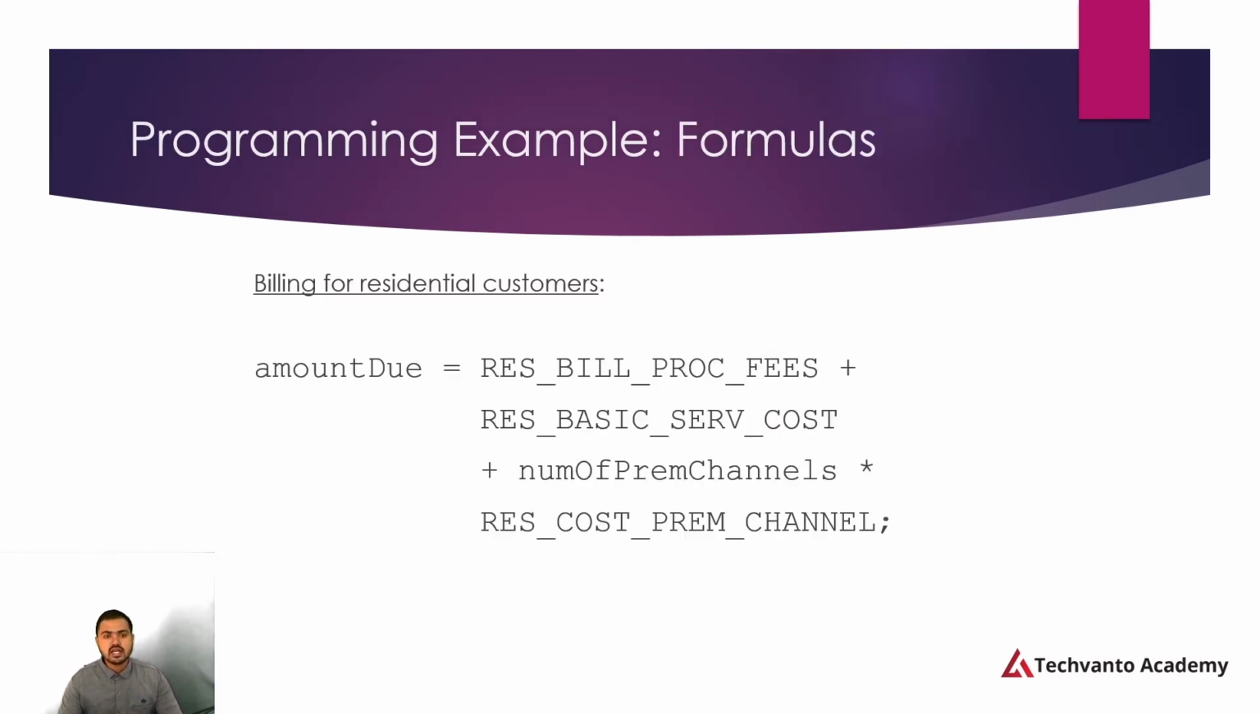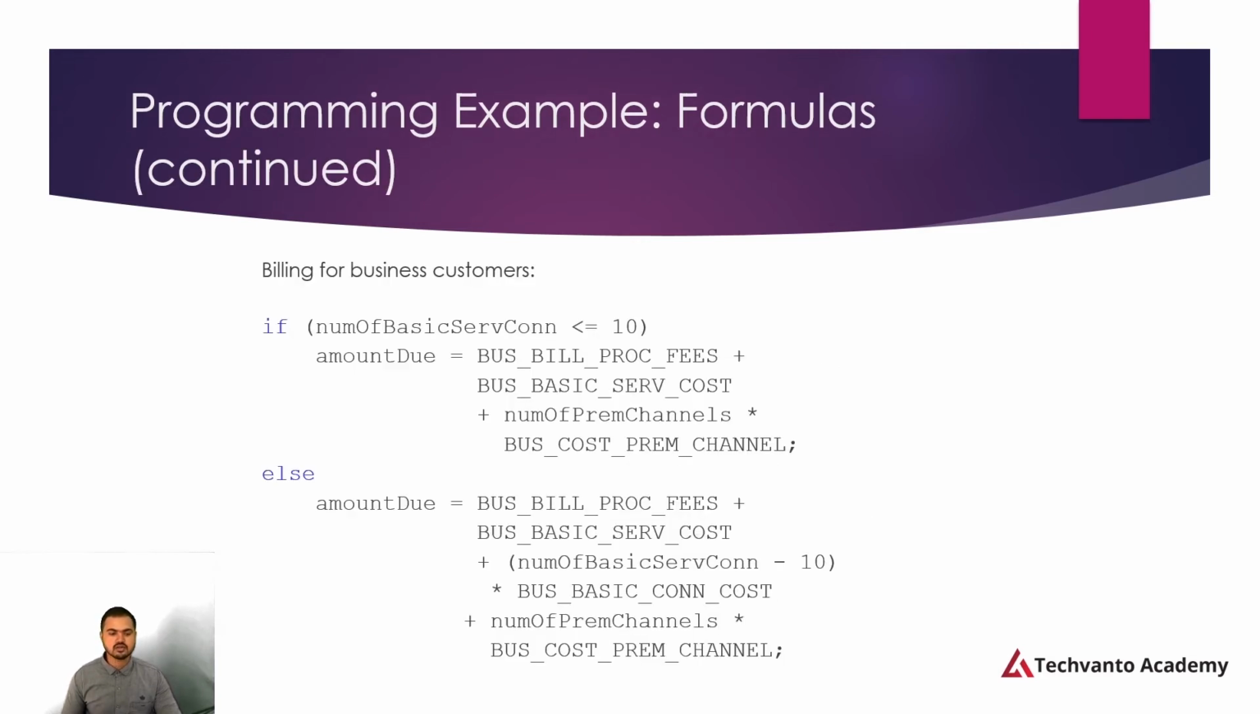For calculating the residential customer's bill, you just need to apply the amount due formula. This is the formula for calculating the amount due. You can observe here: residential bill processing fees plus residential basic service cost plus number of premium channels times residential cost per channel. This is how it is going to work.